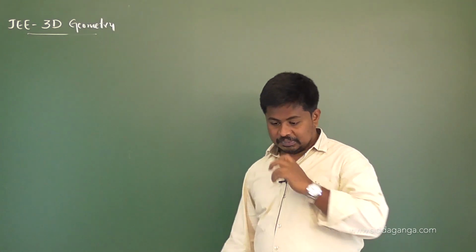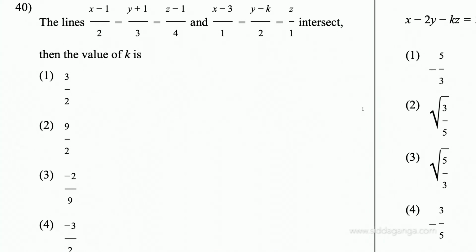Okay, now let me move to the 40th one. Yes, the lines x minus 1 by 2 equal to y plus 1 by 3 equal to z minus 1 by 4, and x minus 3 by 1, y minus k by 2, equal to z by 1, intersect. The value of k is asked. In the question they have given these two lines are intersecting, in the sense they are in the same plane, right? Yes, two lines in a plane either intersect or are parallel. They are saying that they are intersecting. So, for what value of k? Anyway, they are in the same plane.